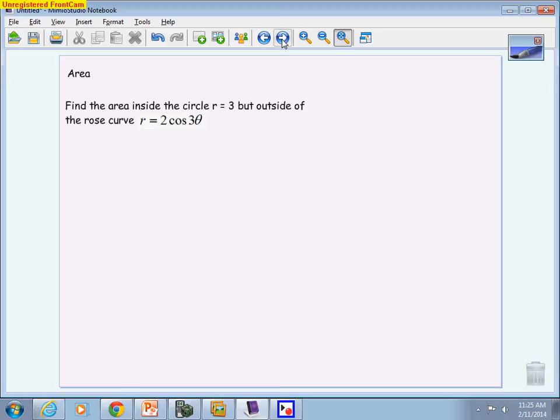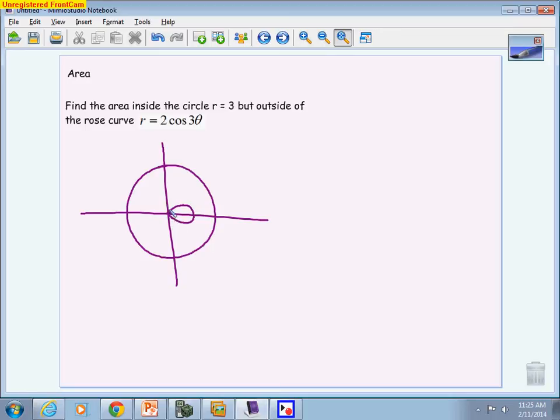First thing you want to get is a visual. So obviously r equals 3, we all know, is a circle centered at the pole, radius of 3. r equals 2 cosine 3 theta. You should know it's a rose curve that has 3 petals, but you can definitely go to your calculator to get a more accurate picture. I can just draw what you would see, but at this point you should be pulling it up on your calculator as well. This is what it looks like.